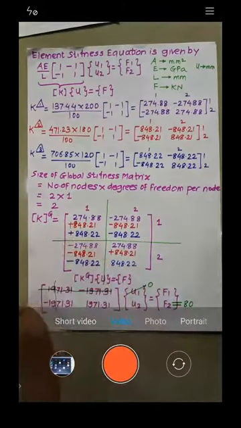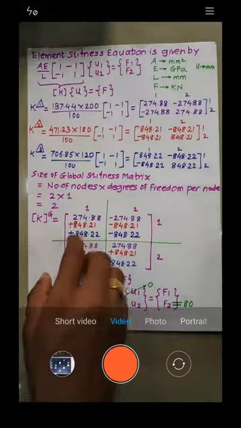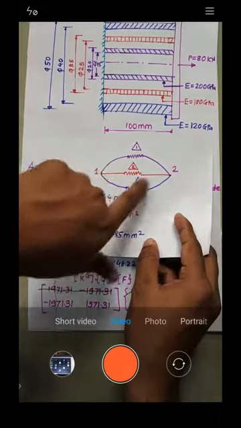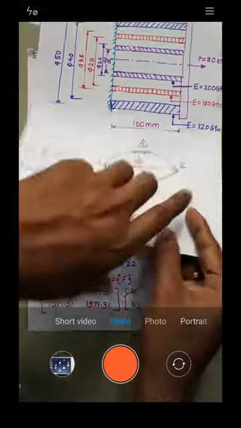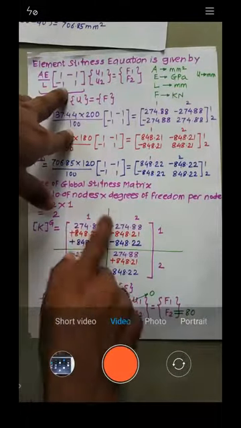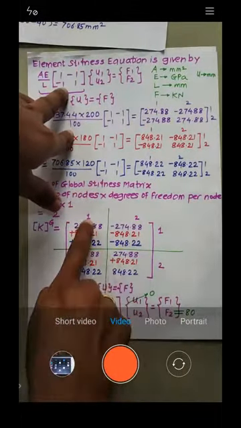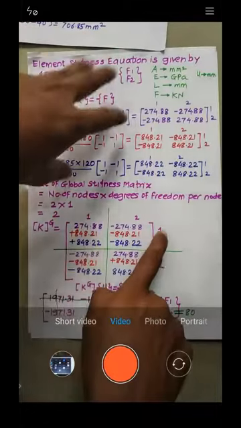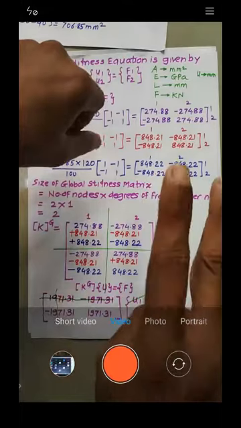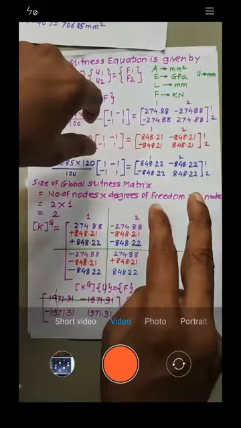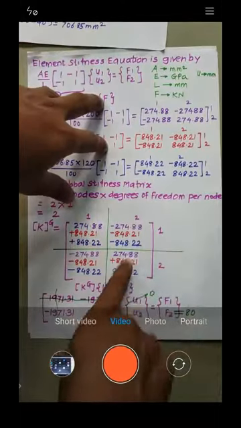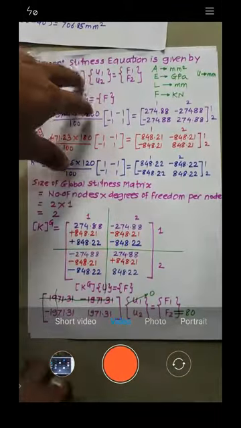Now, how will you check that the matrix you got is correct? See, at node number 1, 3 elements are connected. At node number 2, again 3 elements are connected. So at position 1,1 you should have 3 terms, because at node number 1, 3 elements are connected. And at node number 2, again 3 elements are connected, so at 2,2 you should have 3 terms. That is what is written.